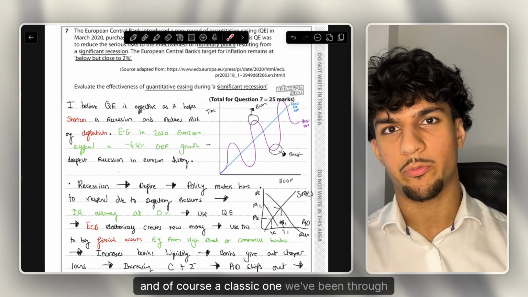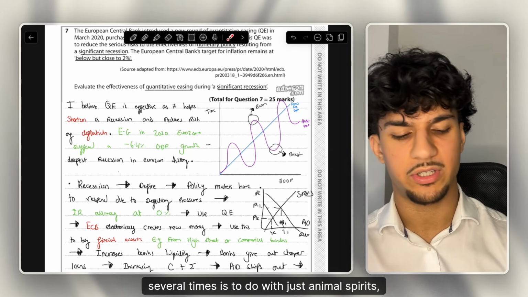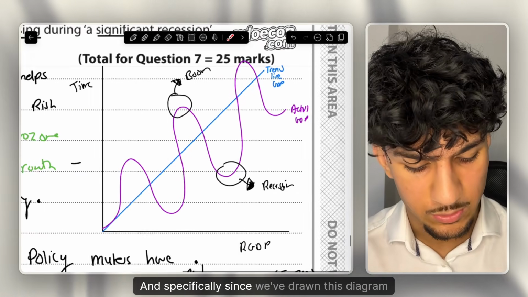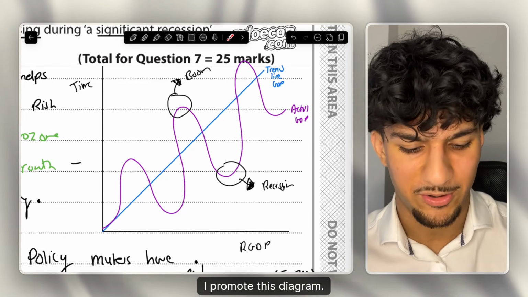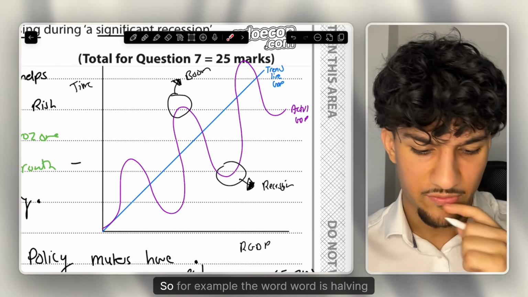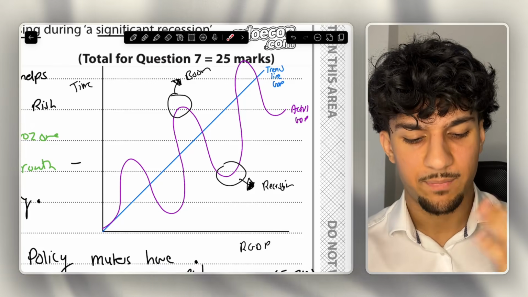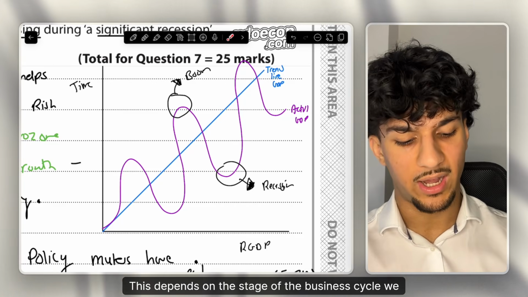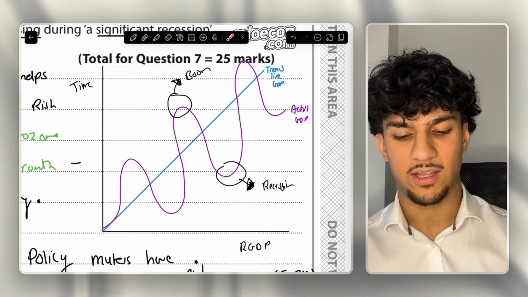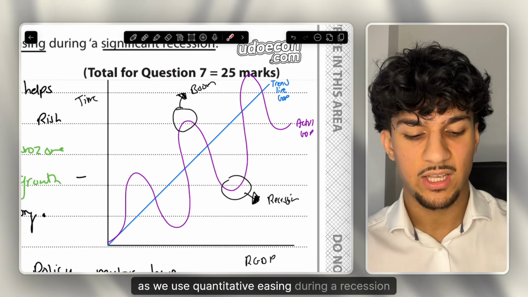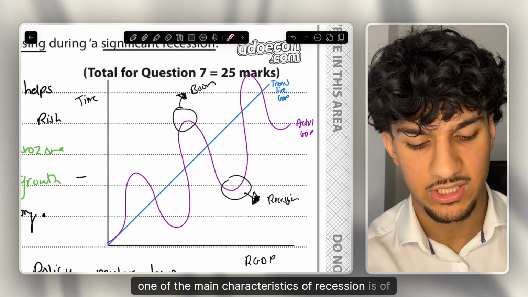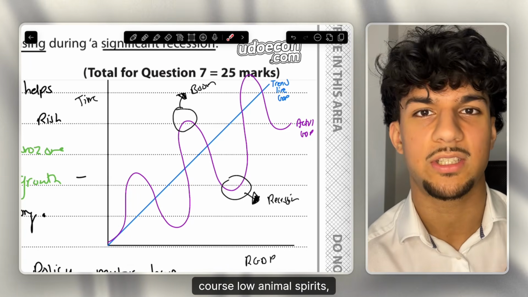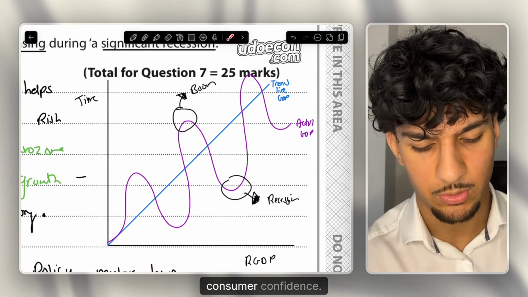And of course, a classic one we've been through several times is to do with just animal spirits, consumer confidence, and specifically since we've drawn this diagram, it works really well. And this is why I promote this diagram. It's really good for evaluation. So for example, the wording is, however in evaluation, this depends on the stage of the business cycle we are at. As for example, if we use quantitative easing during a recession, one of the main characteristics of a recession is, of course, low animal spirits, low business confidence, low consumer confidence.